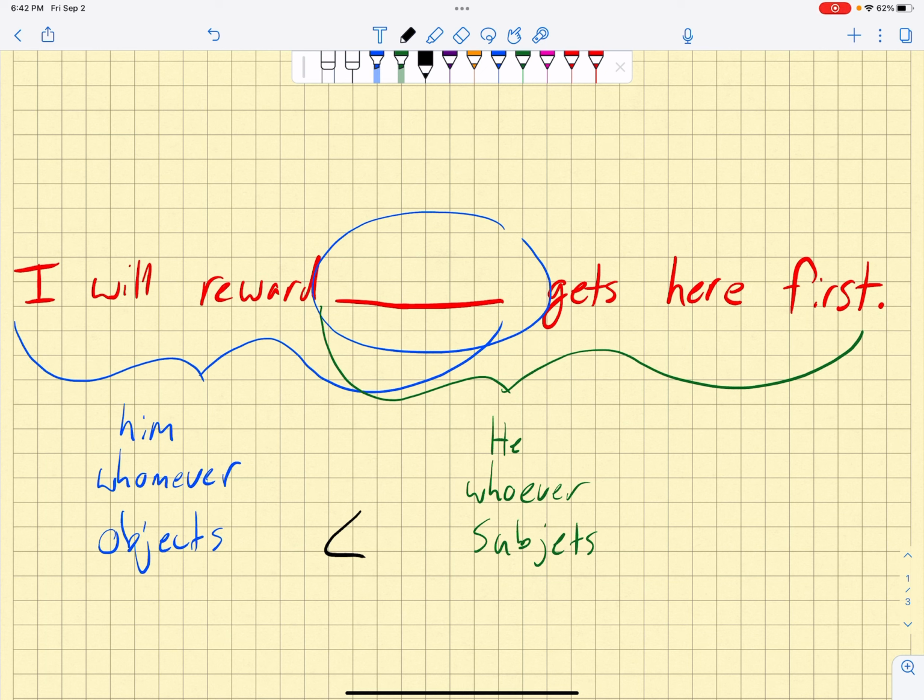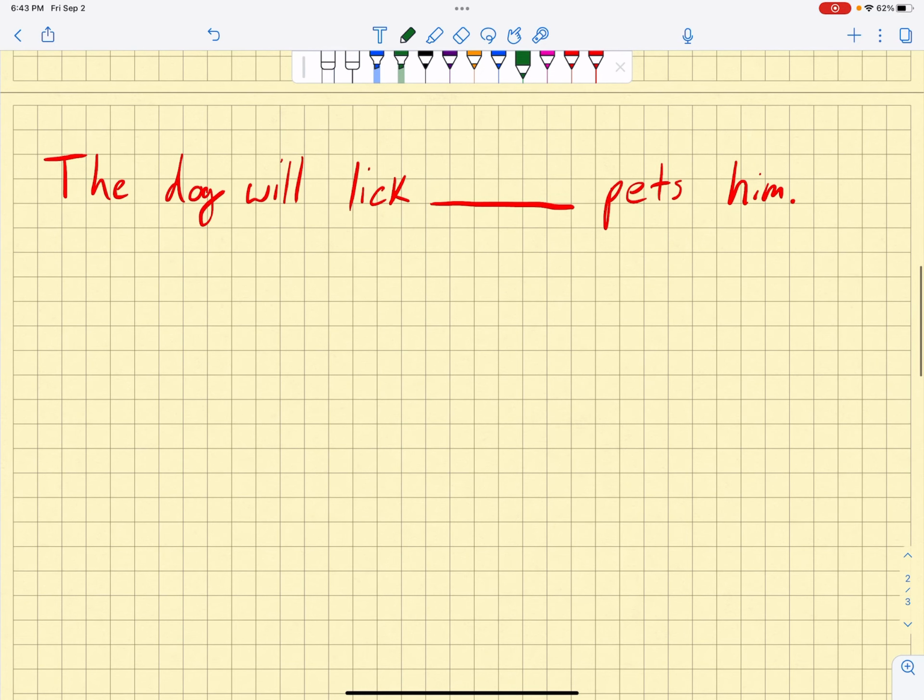So here, the correct word to use in our case in question is whoever, simply because whoever is the subject and whomever would be an object. So I will reward whoever gets here first. We'll try one more example like that. So here's another ambiguous pronoun that's been left out. The dog will lick blank pets him.